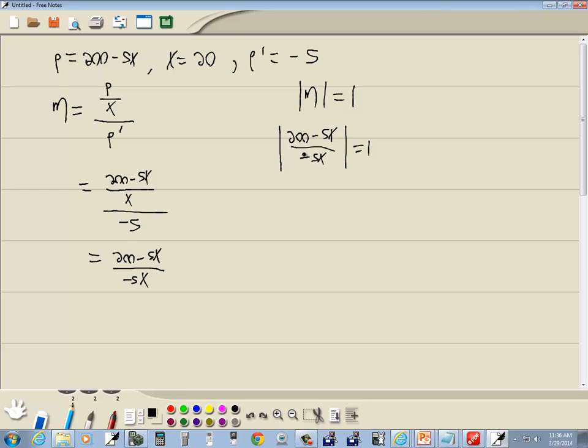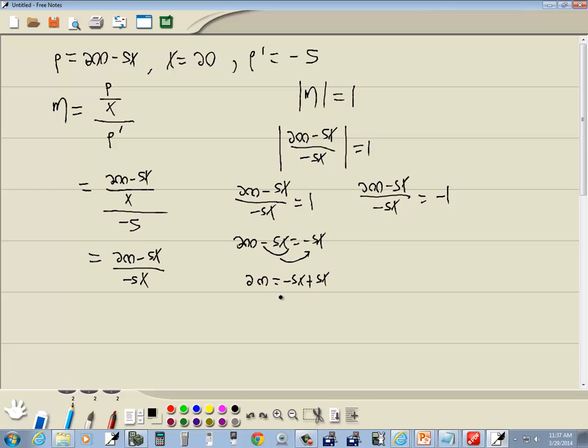Now, an absolute value equation, whenever you have an absolute value equal to something else, you drop the absolute value. So 200 minus 5x over negative 5x, and you set it equal to positive the other side, and you set it equal to negative the other side. Now, we want to solve each one of these. On this first equation, I'll multiply both sides by negative 5x, and I get 200 minus 5x is equal to negative 5x. Take this negative 5x over, and we get 200 equals negative 5x plus 5x, which is 200 equal to 0. Our x disappeared, so we dropped that piece completely.